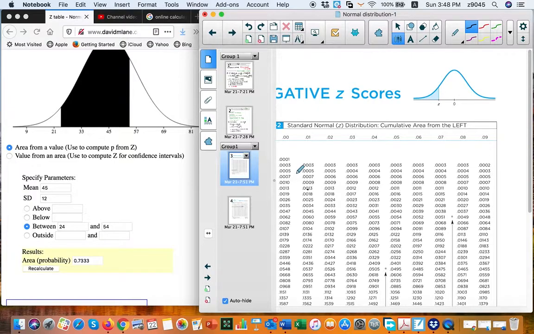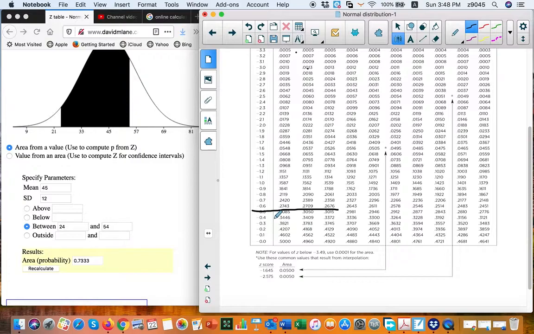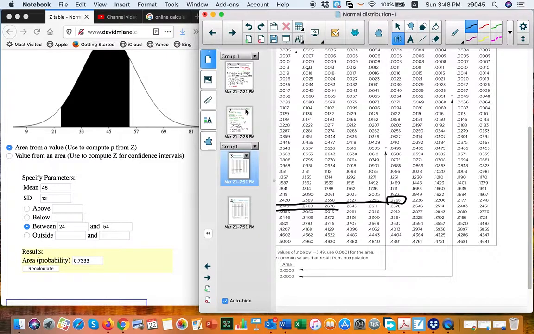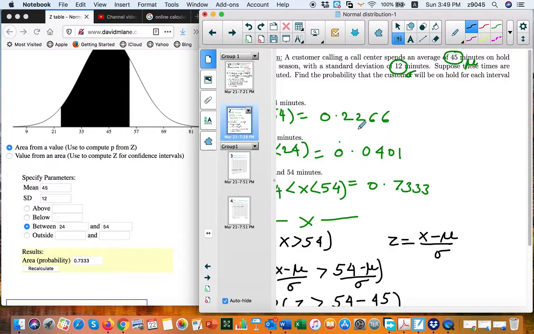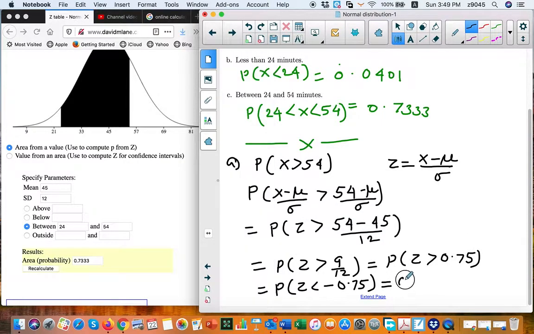Negative table, minus 0.7 is this line, then 5: 0, 1, 2, 3, 4, 5. 0.2266 is the value. We can see that we have got the same value here also, 0.2266, which is the same as the value obtained. Similarly, we can check for the second question also.